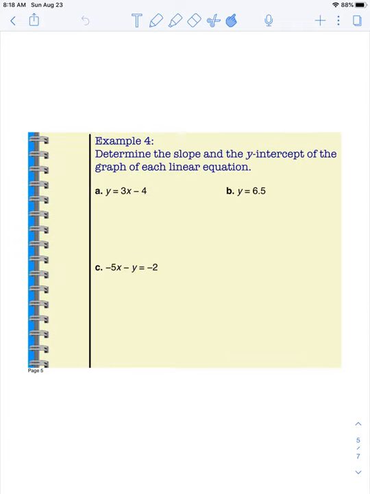Example 4 is just going to give us some more practice determining the slope and y-intercept. Remember, y equals mx plus b, our slope-intercept form. This is the slope, and this is the y-intercept. So in example A, where's the slope? Where the m is, m equals 3, slope is 3, and the y-intercept is negative 4. That's all you have to do for example 4.